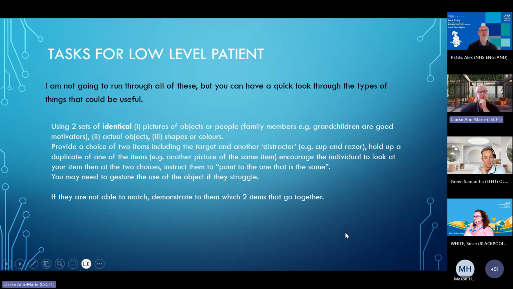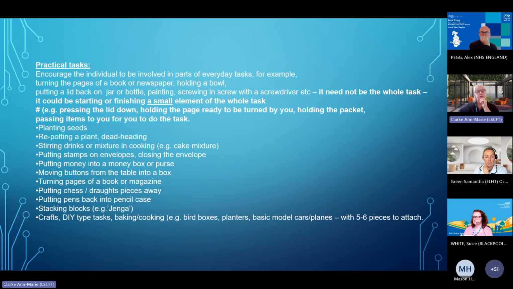I'm not going to run through them because there's quite a lot of things we can do with this. But again, like you said, matching objects, matching family members to children, shapes and colours, keeping it very low level. So from an attentional ability point of view, they've not got a lot to think of with that cognitive load. Getting them to have items and matching one of the items to something that's the same if you've got a choice of two. Again, you may need to gesture, show them first, and then see if they can retain that and copy and carry that over.